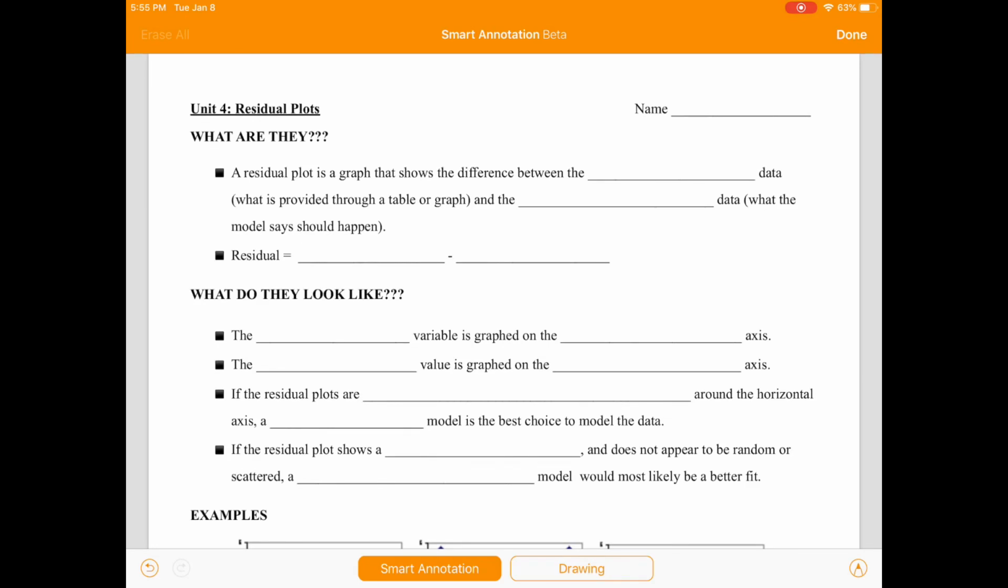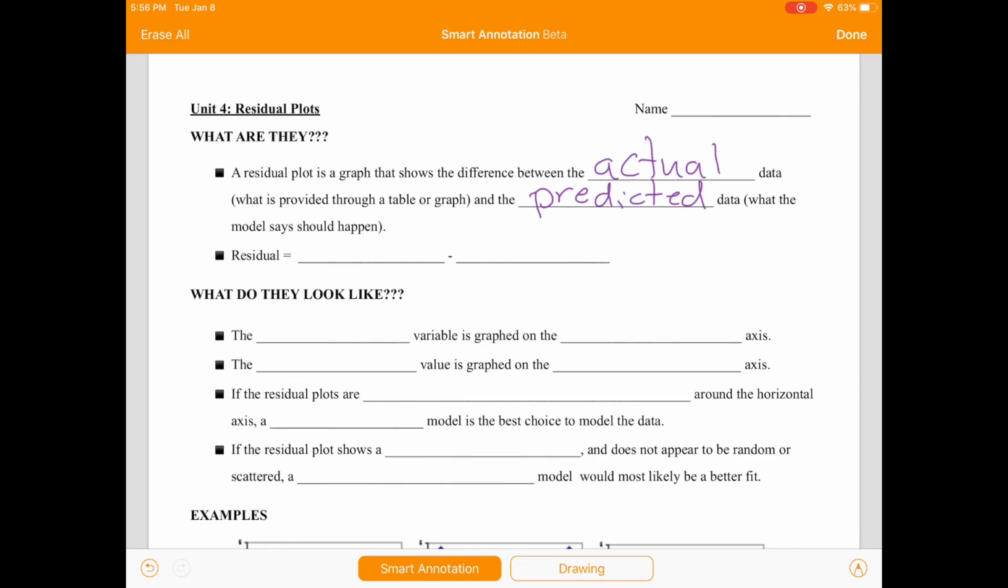So a residual plot is a graph that shows the difference between the actual data and the predicted data. When I say actual data, that is the information given to you in a table or graph. This will be the data that would create a scatter plot. The predicted data is going to be what the model says should happen. This is going to be your data that is on your line of best fit.